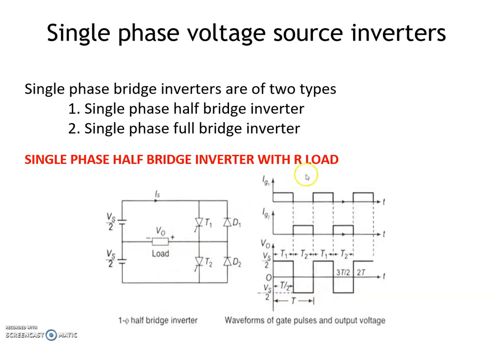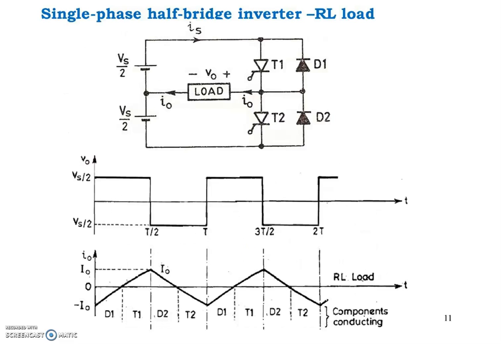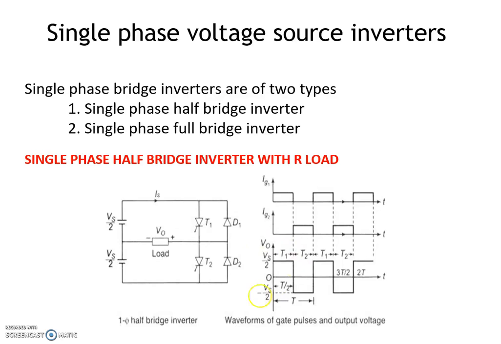Here we are assuming a resistive load. Therefore, the output current is in phase with the output voltage. This is about the single phase half bridge inverter with the resistive load. In the resistive load condition, there is no function for the diodes D1 and D2.